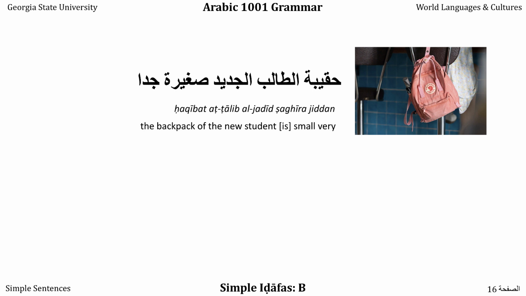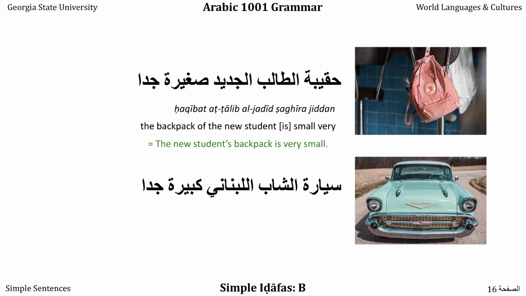And then just to remind you of how to use adverbs, we put them after their adjectives typically. So jiddan just stays jiddan. Adverbs don't change form or take alif lam. And therefore we get the backpack of the new student is small very, or the new student's backpack is very small. If we look at this car, we can say sayarat ash-shab al-lubnani kabira jiddan.